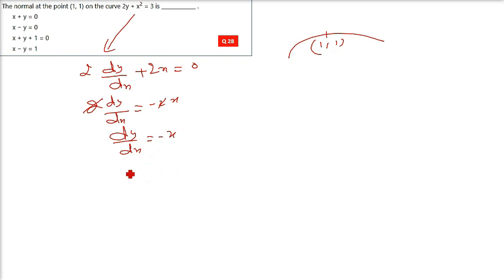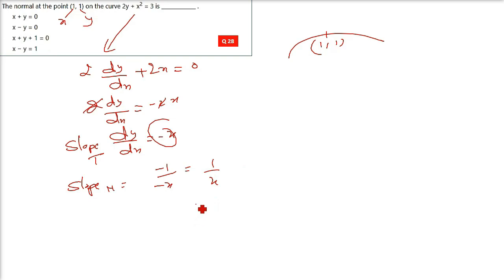Alright, this is the first step. This is the slope of the tangent. And the slope of the normal will be what? It will be negative 1 divided by this. So negative 1 divided by negative x. The negatives cancel, it is 1 by x. So this is the slope of the normal. x is 1, y is 1, so you just put x as 1. The slope of the normal is 1.